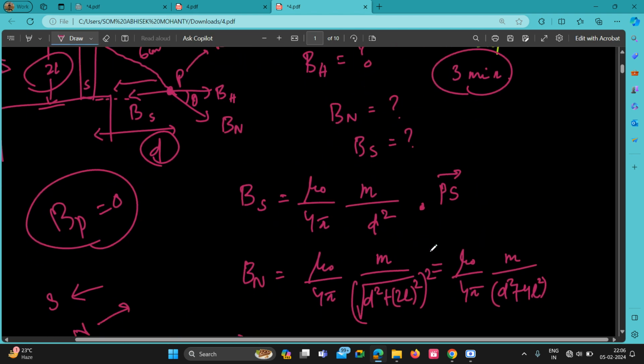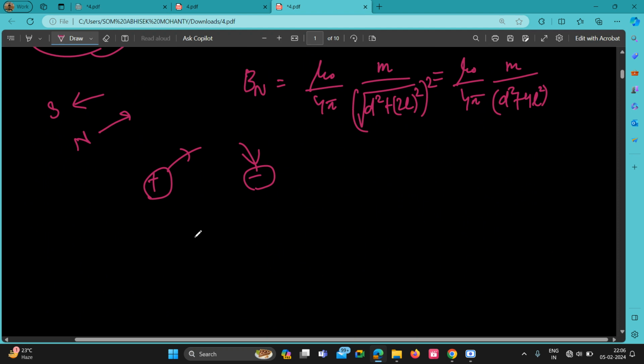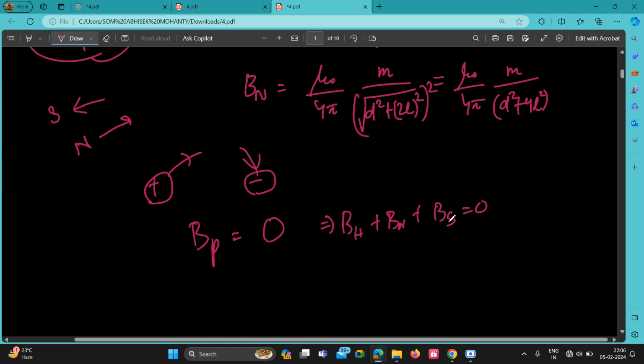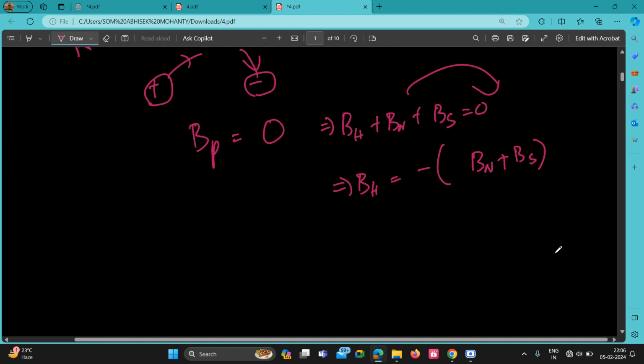Okay. Now we know BH. So okay, we know P is a neutral point. So BH plus BN plus BS is equal to 0, isn't it? What do we need? We need BH, which is the horizontal magnetic field. So what will I do now? This is 0. So BH is how much? BH is minus of, if I take the whole of this to this side, BN plus BS. Isn't that right?